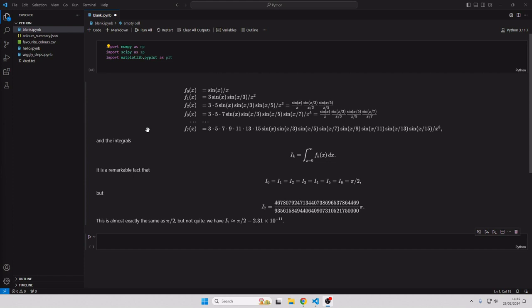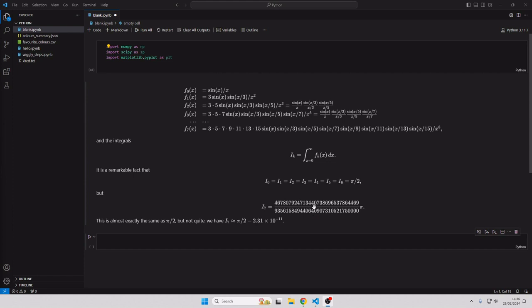And there's this very strange phenomenon that goes on. The first 7 of them, I0 up to I6, are all equal to exactly pi over 2. But the next one is not. It's almost exactly pi over 2. It's equal to this fraction here with a very large numerator and denominator multiplied by pi. And if you take the difference between that and pi over 2, it's about 2.3 times 10 to the minus 11.